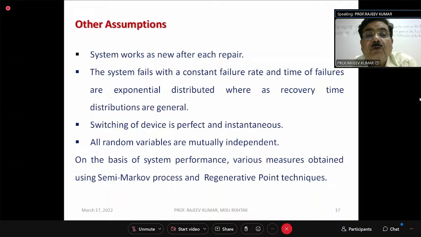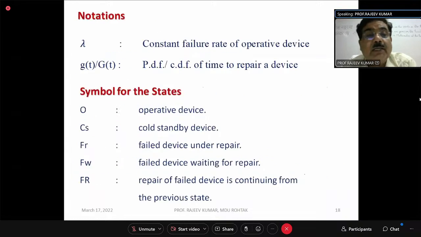The system fails with a constant failure rate, and times of failure are assumed to be exponential, whereas recovery time we have considered as general. Switching of the devices: once a device has failed and you replace it by another one, that we have assumed to be perfect and instantaneous, and all the random variables involved are mutually independent. We have analyzed this model using semi-Markov process and regenerative point technique.